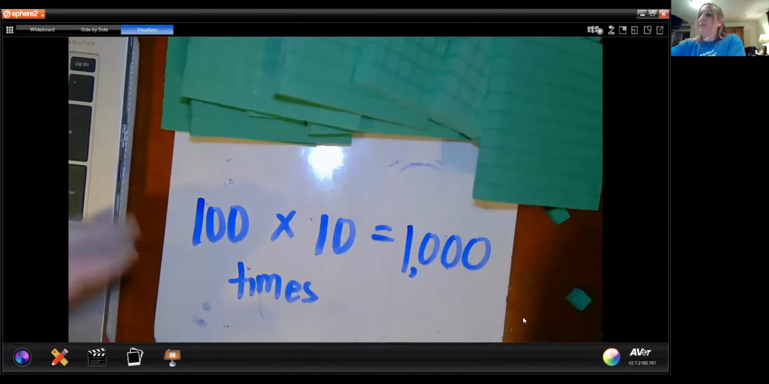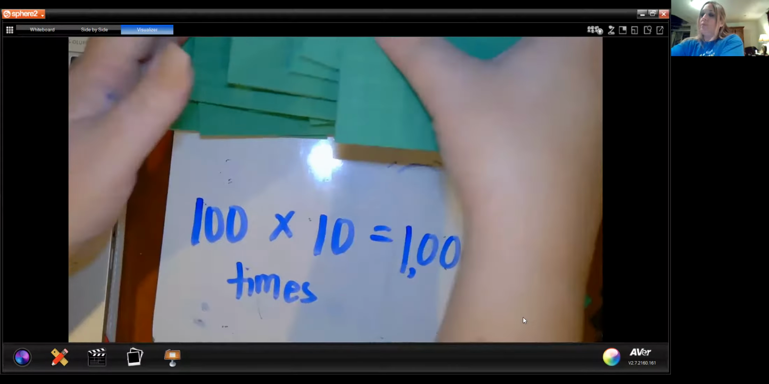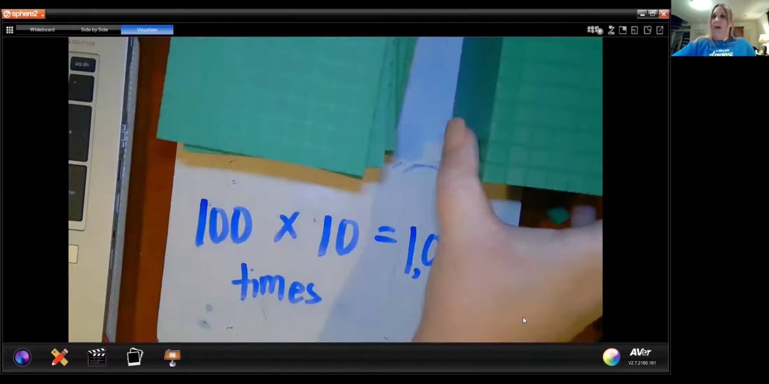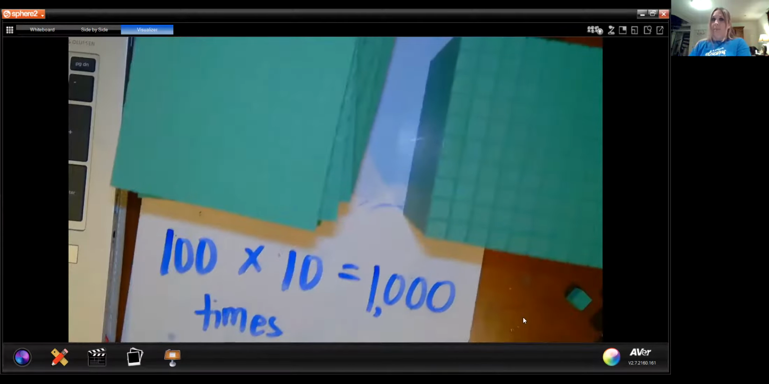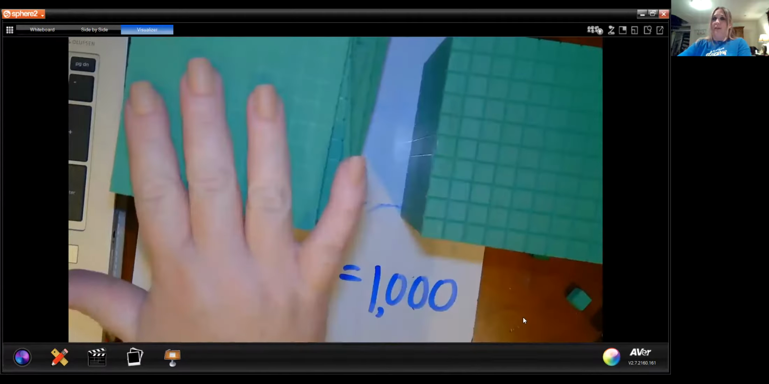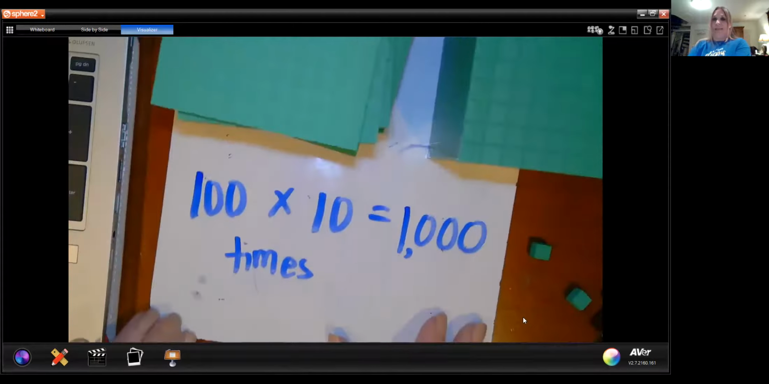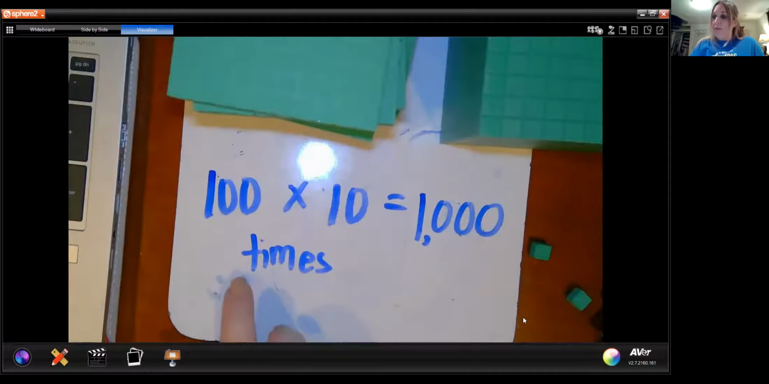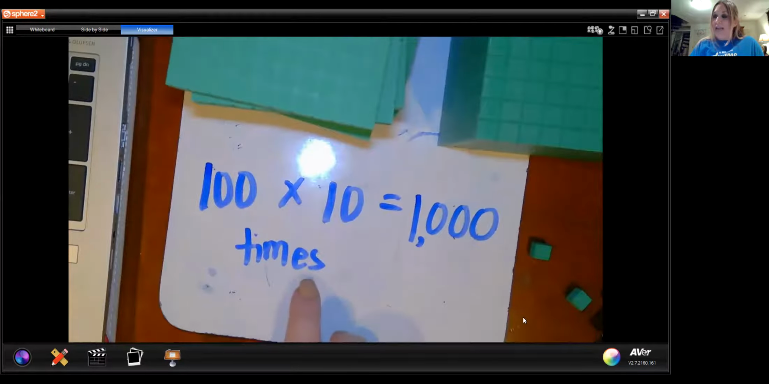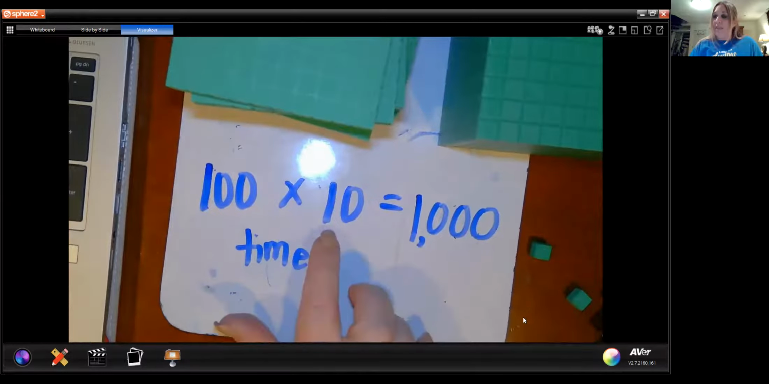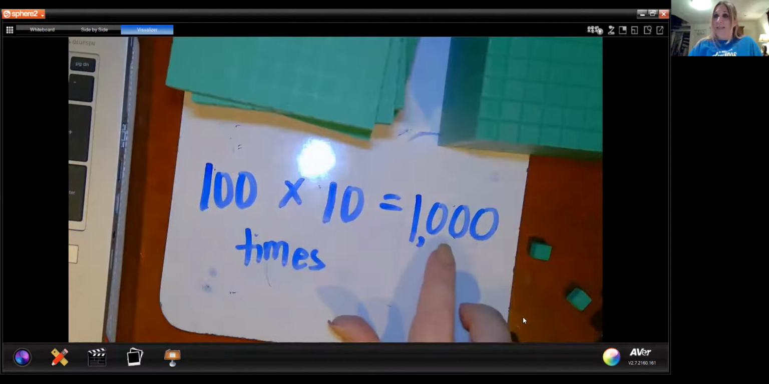Okay, so 10 of these guys equals 1,000 small cubes. These two are equivalent, and you can kind of see that they're pretty much the same size. But what's really important here is that you are understanding this times 10. A number times 10 increases the value of the number.